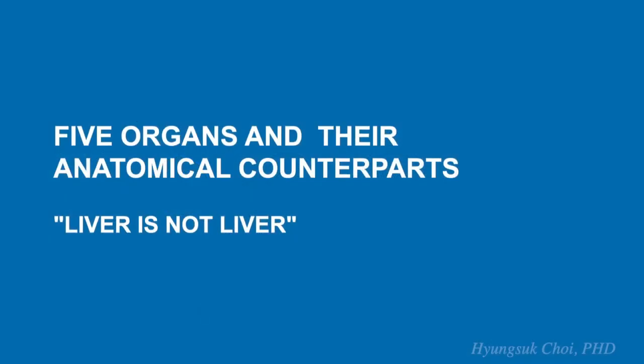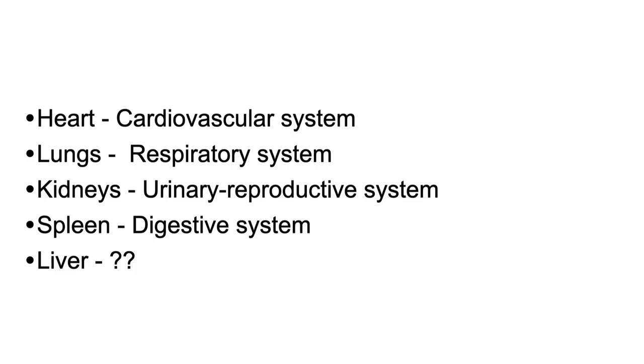5 organs and their anatomical counterparts. The heart, lungs, and kidneys are relatively straightforward to understand because their roles in traditional Chinese medicine closely align with their anatomical functions. For example, the heart can be associated with the cardiovascular system, the kidneys with the urinary and reproductive systems, and the lungs with the respiratory system.